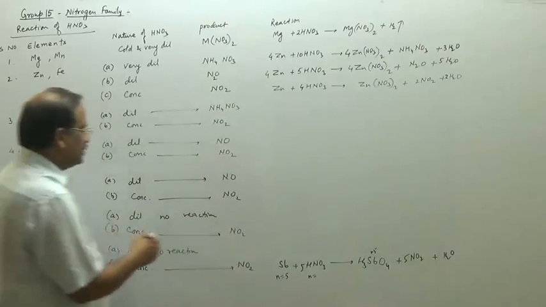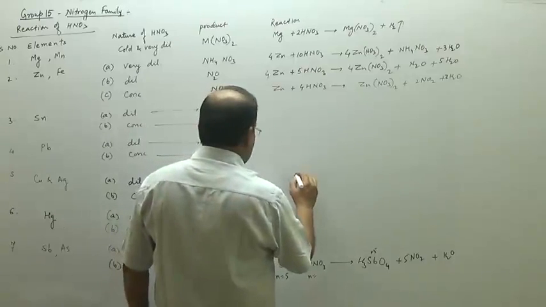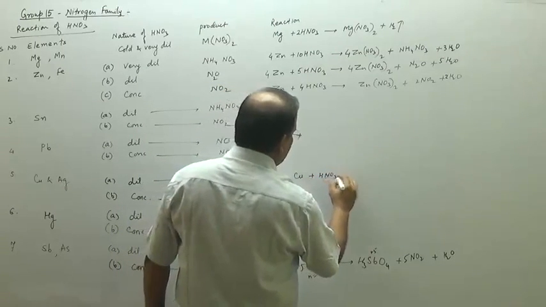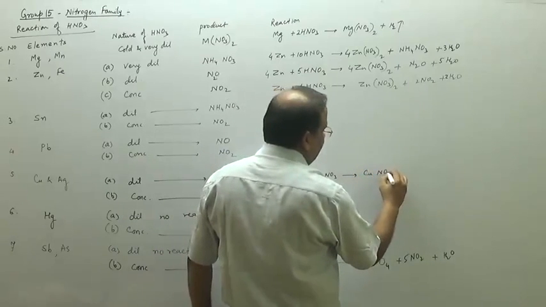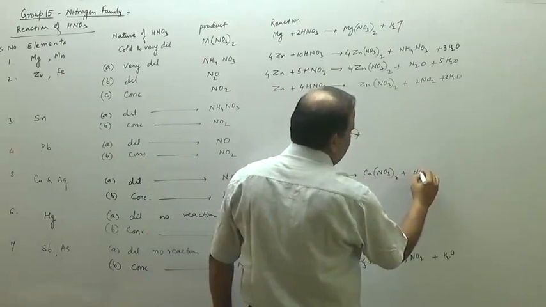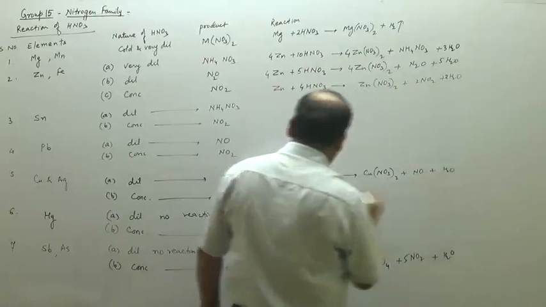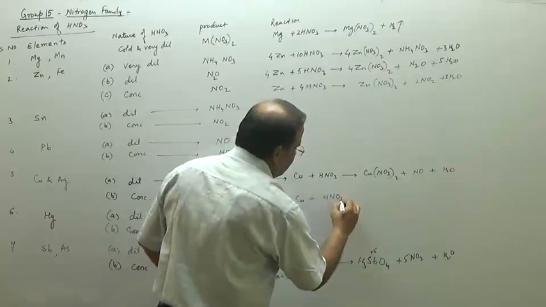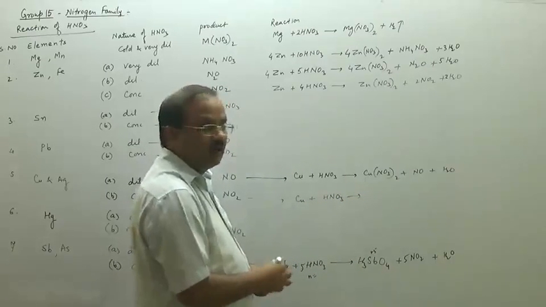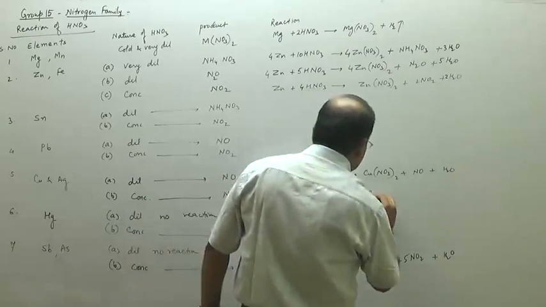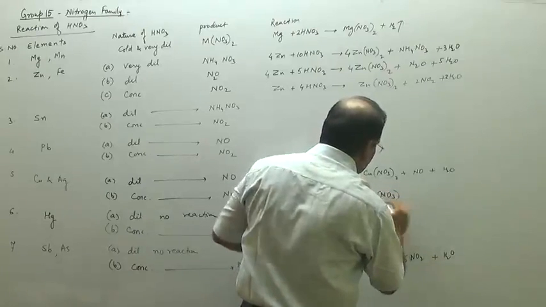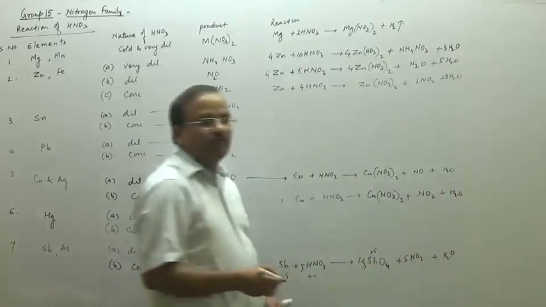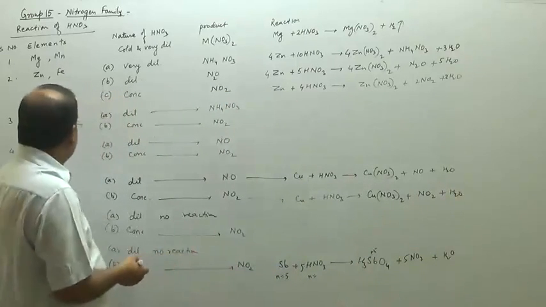In case of copper with dilute HNO3, you know how to write that. Copper plus HNO3 gives copper nitrate, plus NO plus H2O. And in case of concentrated HNO3, it gets converted into copper nitrate, Cu(NO3) whole twice, plus NO2 plus H2O. Then on the basis of redox reaction, we are able to balance that.